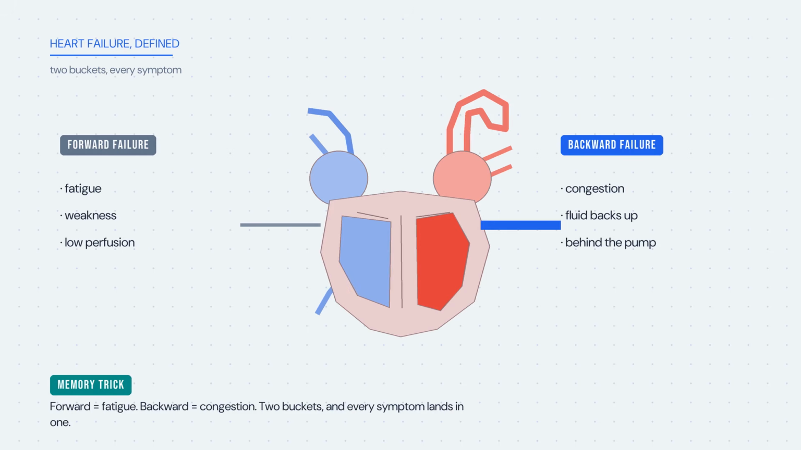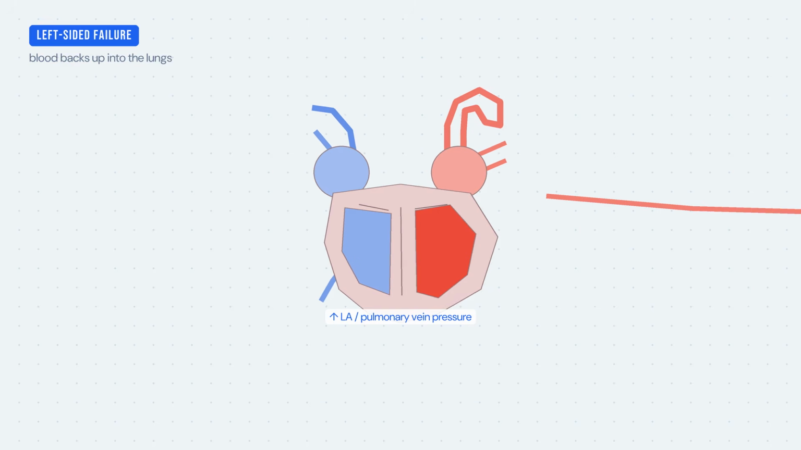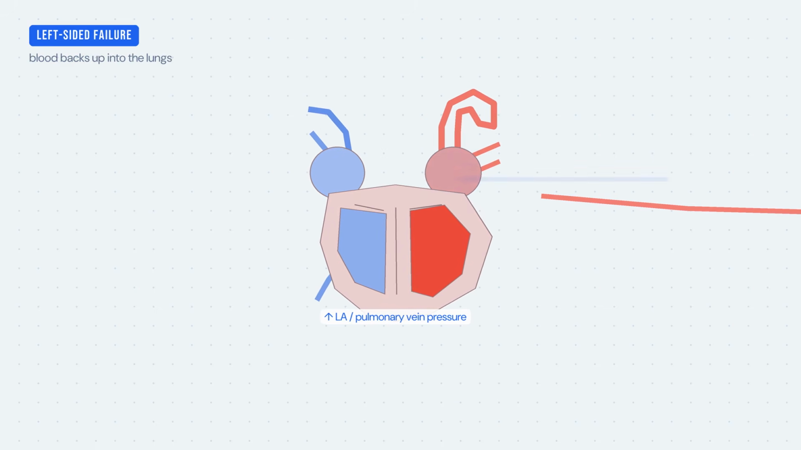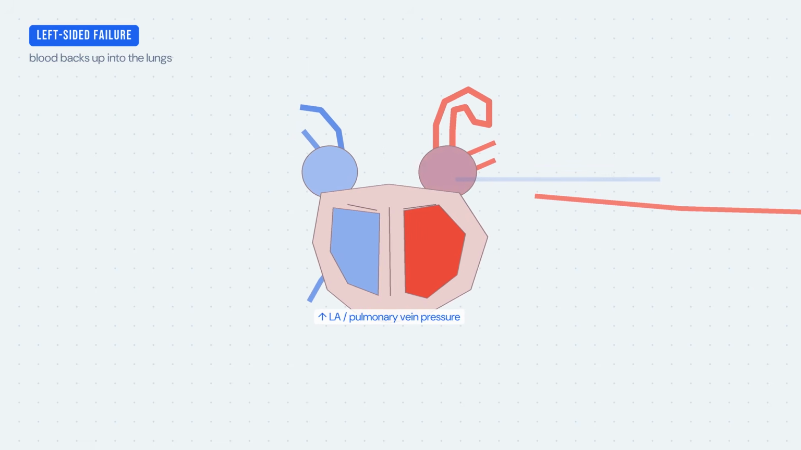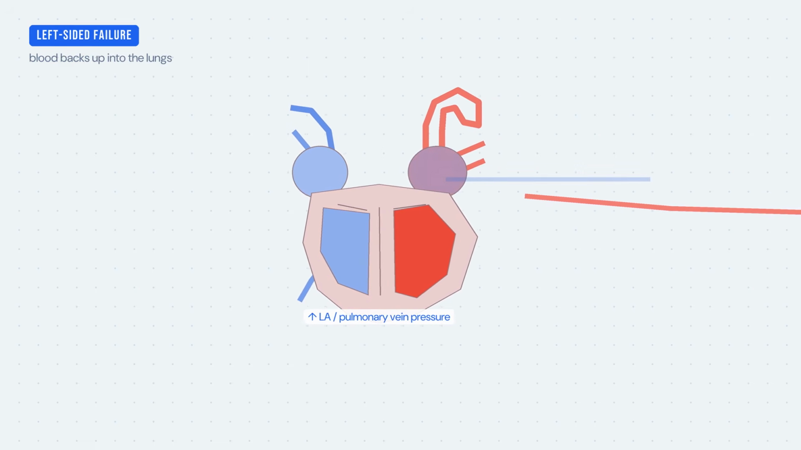Not enough forward gives you fatigue, weakness, and poor perfusion. Too much backward gives you congestion. Learn it that way, and you never have to memorize a symptom list again. Left-sided failure. The left ventricle can't eject well, so blood stays behind. Pressure rises in the left ventricle. It backs into the left atrium, and from the left atrium into the pulmonary veins.